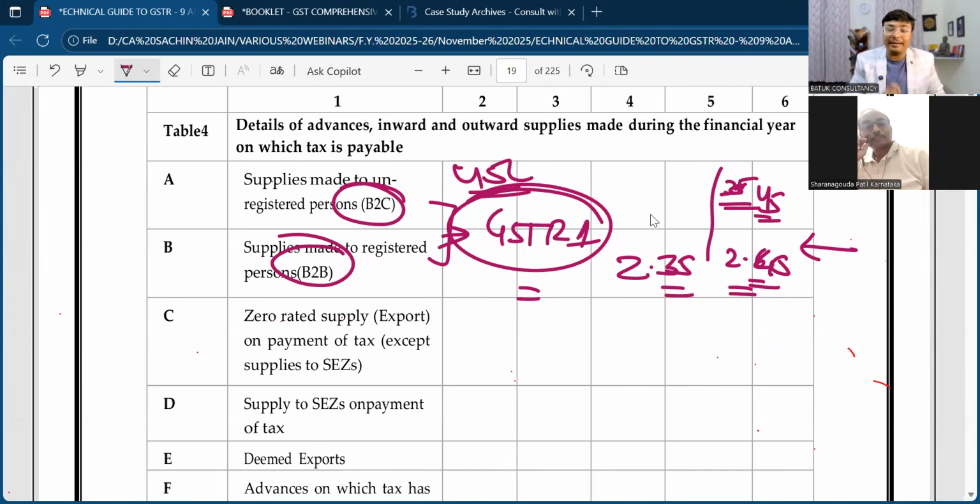Sixth scenario, the rarest scenario but the most typical one: your books of accounts, 3B and GSTR-1, no match is there. There is a difference in all three parameters. In that case, what to do? Keep your books of accounts final.